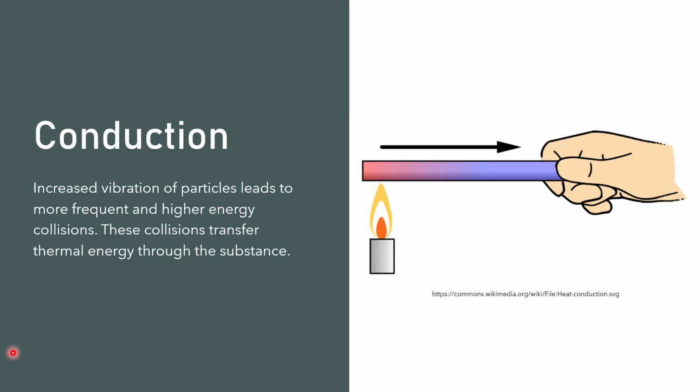So first off, conduction. Essentially, if something is able to conduct heat, a heat source is going to be providing heat energy to some of the particles, increasing their vibration. What that will lead to is more frequent and higher energy collisions between particles. And these collisions will transfer their thermal energy from a hot place to a cold place, in other words, through the substance.